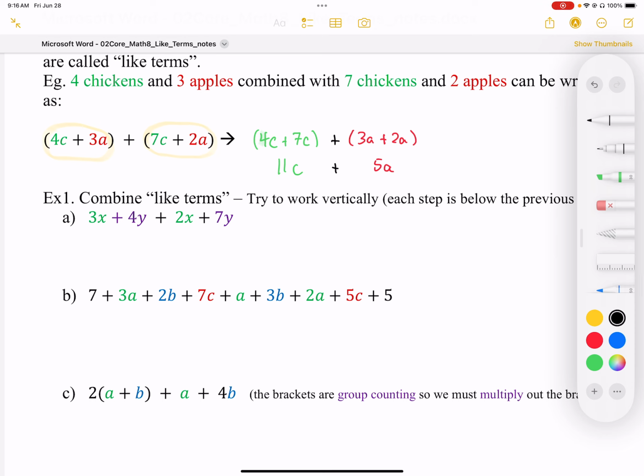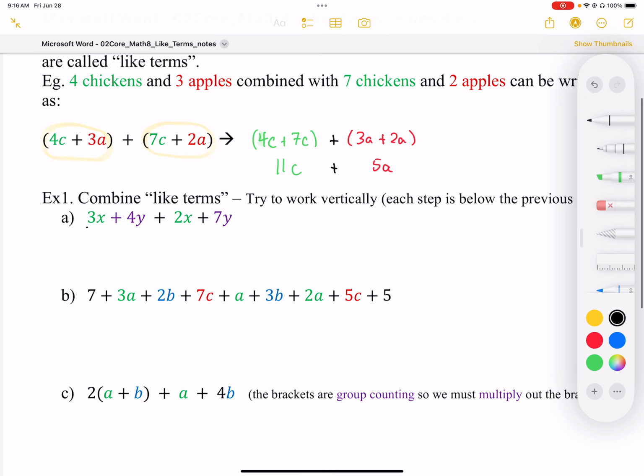So the variables work the same way. If we have an x and an x, we can count those x's together. The number in front is called the coefficient, and that is our counter. That tells us how many groups of x. How many groups of x? The 4 here counts the groups of y. The 7 here counts the groups of y. So when we combine like terms, we can add the like terms together.